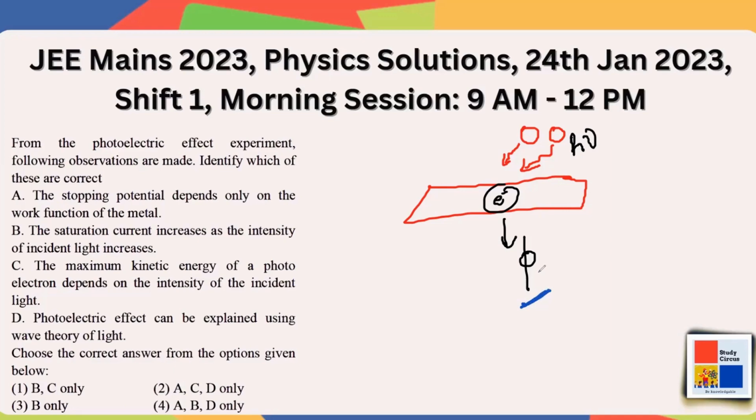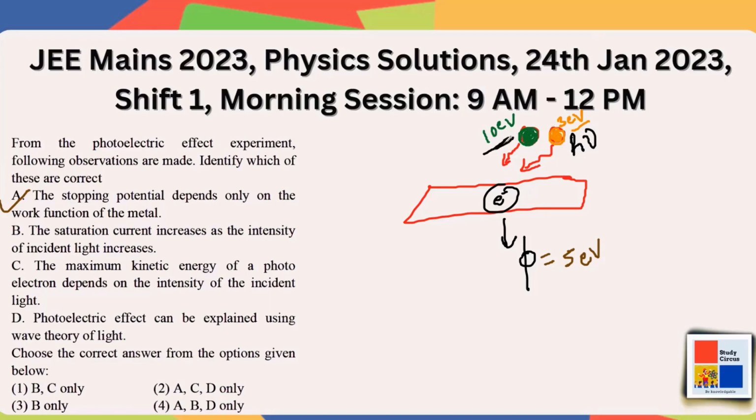Okay, I'll take a simple example to explain, in the context of the options given, right? So the first one is: the stopping potential depends only on the work function of the metal. What is the stopping potential? Let's say the work function, that is the energy required to knock this electron off, is 5 electron volts. I'm just taking an example, okay? And let's say this photon number 1 here has energy of 10 electron volts, and the other photon here has energy of only 3 electron volts.